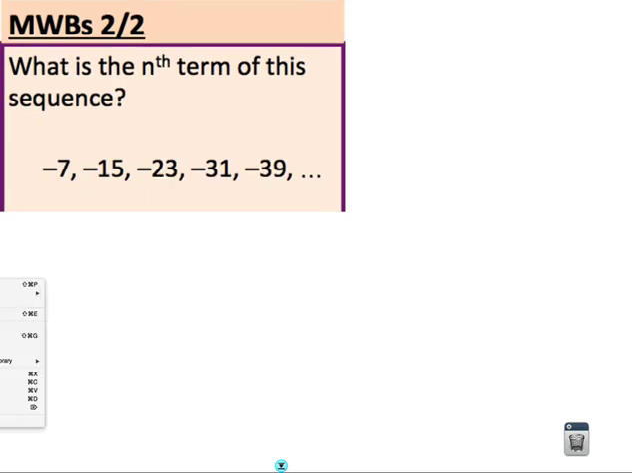Okay, next question. What is the nth term of this sequence? Also could ask what is the general formula of this sequence, and again we need to work out what it's going down or up in, and in this case it's going down in 6s or 7s. Oh, it's going down in 8s. Okay, it's going down in 8s again every single time.